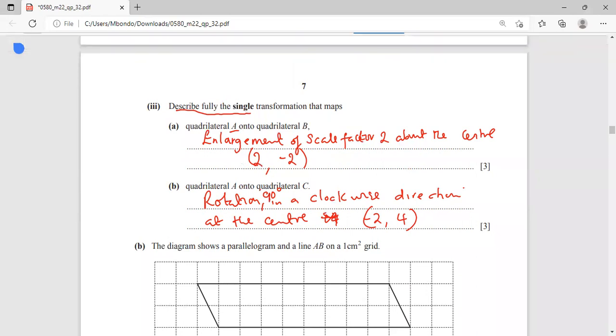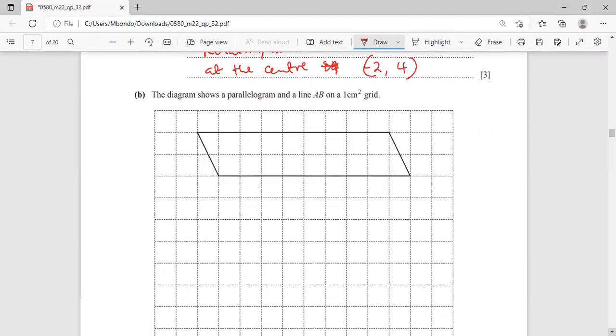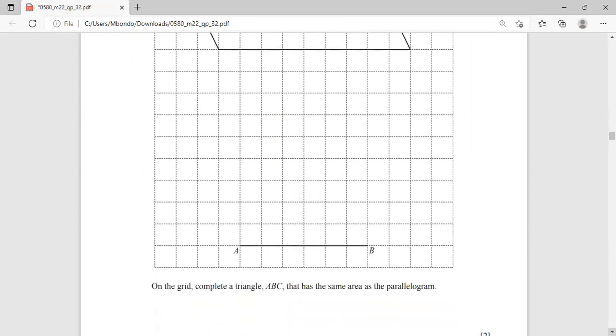Okay, so like I said, maybe let's do B so that we can finish this whole question. The next time we can start from the other one. Let's do B. This will be our last one. The diagram shows a parallelogram, okay, and a line AB. So meaning we have a line AB down here. Have you seen it? Yeah, that's the line.